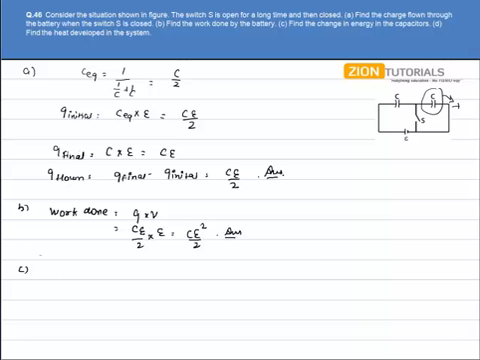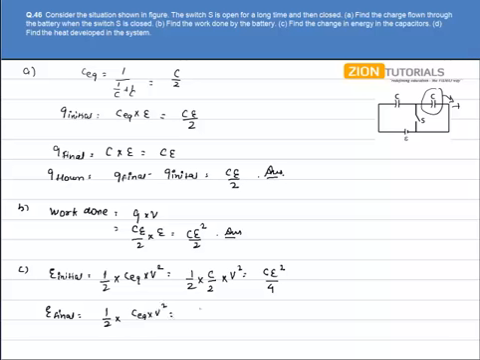The third part is to find the change in energy in the capacitors. So we have initial energy and final energy. Initial energy can be easily calculated by half C equivalent into V square. C equivalent is C by 2, so into V square, that comes out to be C epsilon square by 4. Energy final is given by half of C equivalent into V square again. So we have half into C into epsilon square, that is C epsilon square by 2.